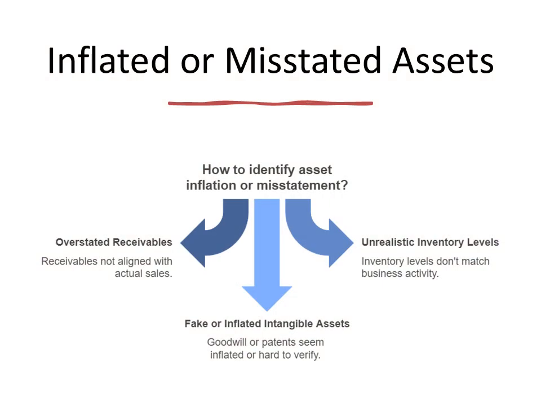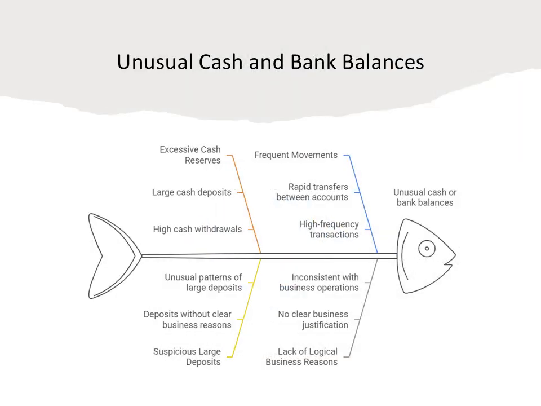One way launderers manipulate the balance sheet is by inflating assets. For instance, if a company lists equipment worth 50 Indian rupees lakhs when it's actually worth 10 Indian rupees lakhs, they might be trying to hide illegal money. Another example is overstating inventory, like a car dealership claiming they have more cars in stock than they really do, to balance their books.